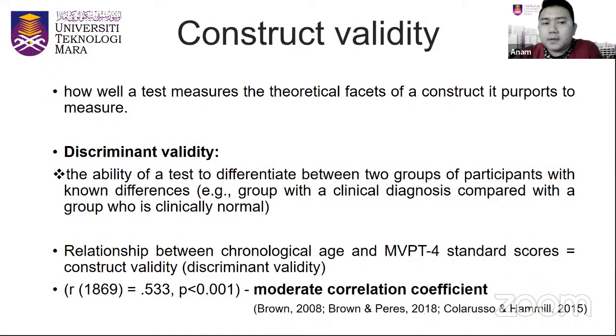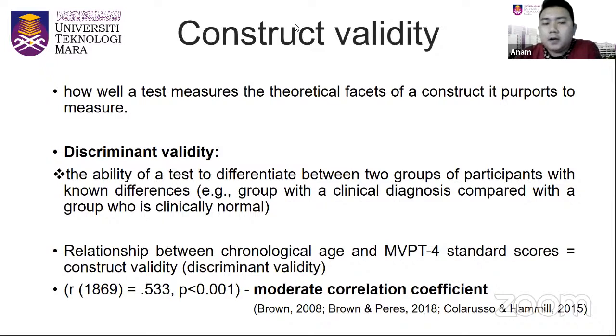Construct validity means how well a test measures the theoretical facet of a construct it purports to measure. For the developer of this MVPT, the construct validity is discriminant validity. Discriminant validity means the ability of a test to differentiate between two groups of participants that differ, for example a group with a clinical diagnosis compared with a group who is clinically normal.